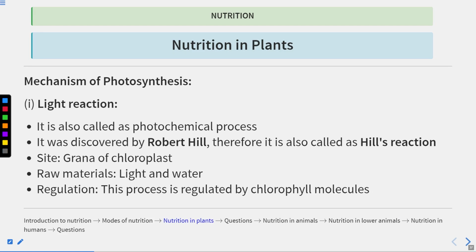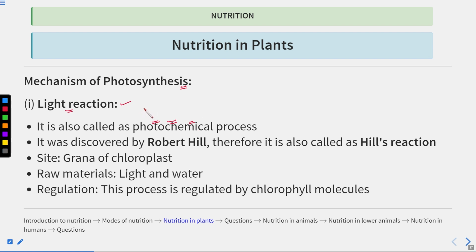Now let's talk about the mechanism of photosynthesis. This we have briefly discussed in the beginning of this lecture. I've already told you photosynthesis occurs in two phases. First is the light reaction and second is the dark reaction. Now let's talk about the light reaction first. Light reaction is also known as the photochemical process. Photo means light, chemical means chemical molecules.